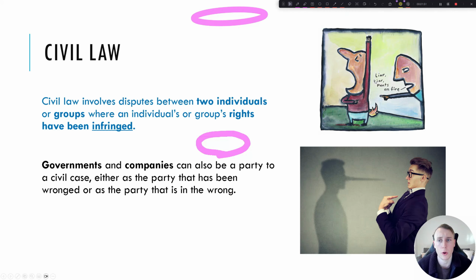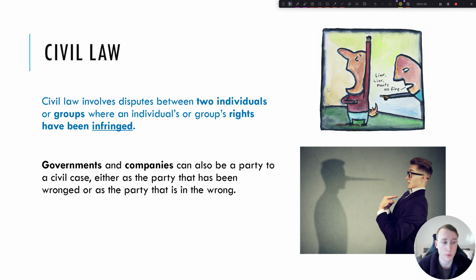Moving on. When we look at civil law, it's really important to know that it involves 2 individuals or groups. And the biggest difference between this and criminal law is that it's about where people's rights have been infringed. So for example, your reputation has been damaged, someone's failed a duty of care, but your rights have been infringed and some kind of loss has occurred as a result.